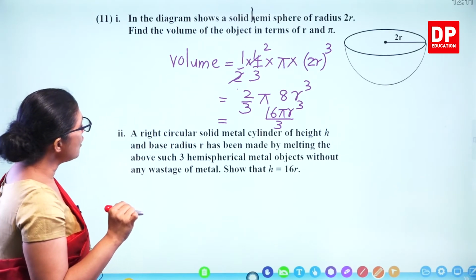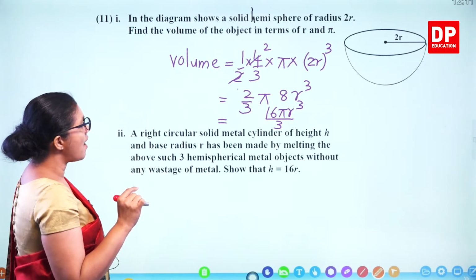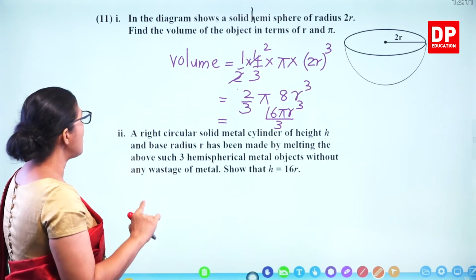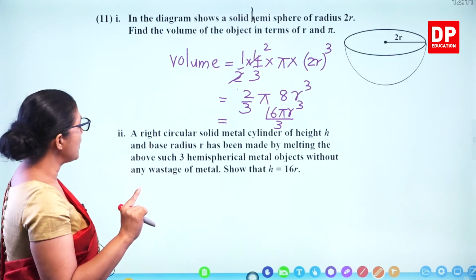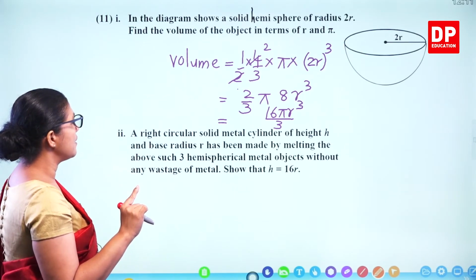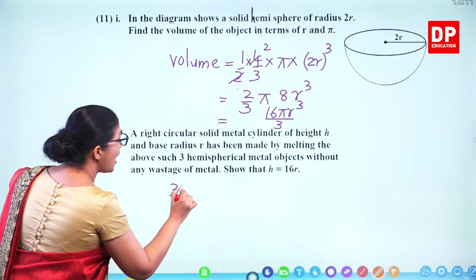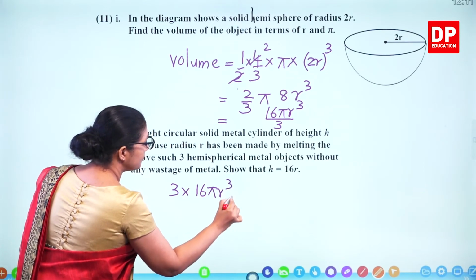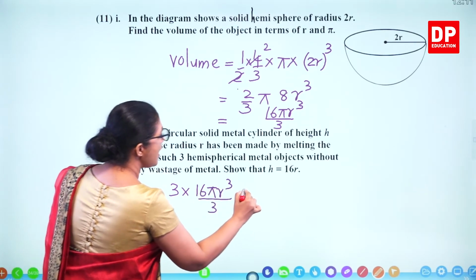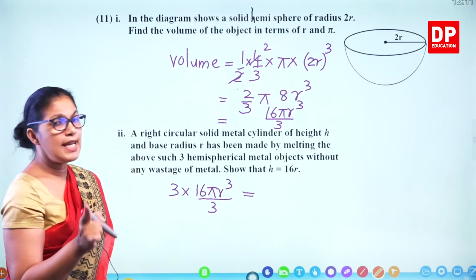A right circular solid metal cylinder of height h and base radius r has been made by melting the above such 3 hemispherical metal objects without any wastage of metal. So this is one hemisphere. 3 times of this is equal to the volume of the cylinder.